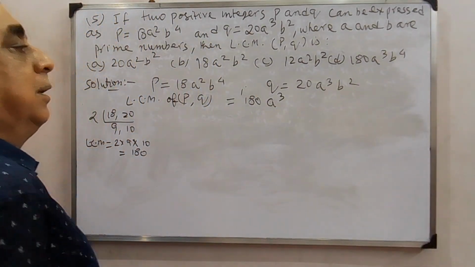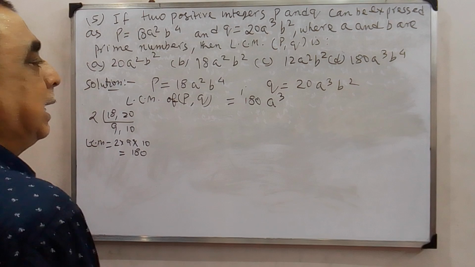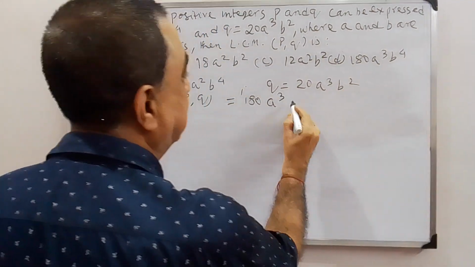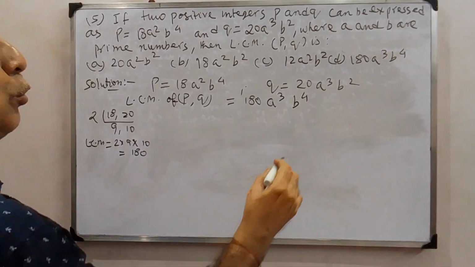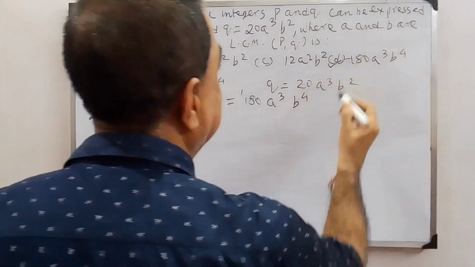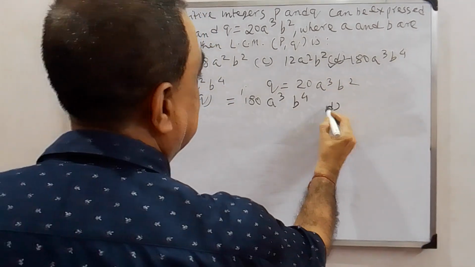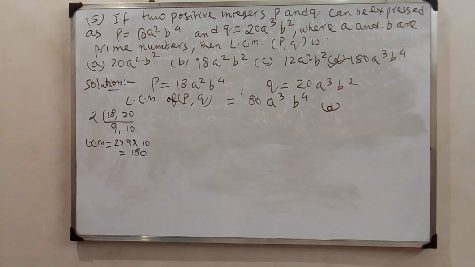We have to write the largest power. Here it is B to the power 4 and B to the power 2, so we write the largest power, B to the power 4. So here option D is the correct choice. So question number 5 is completed.